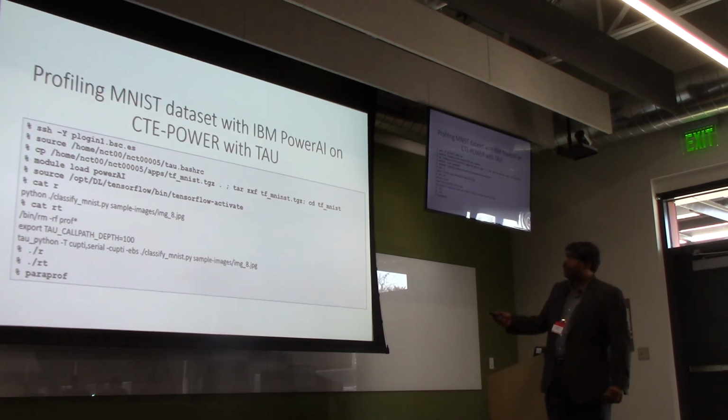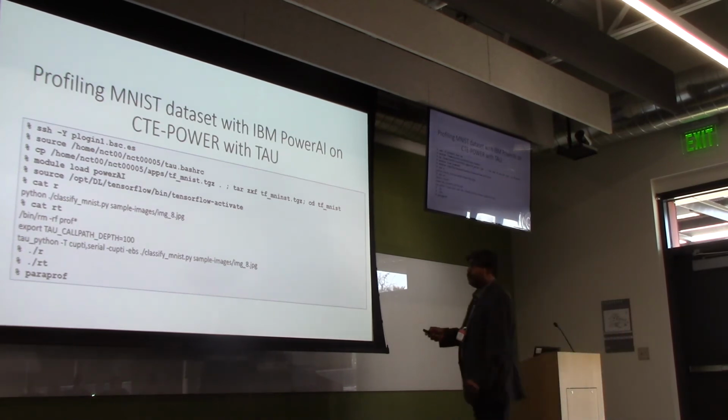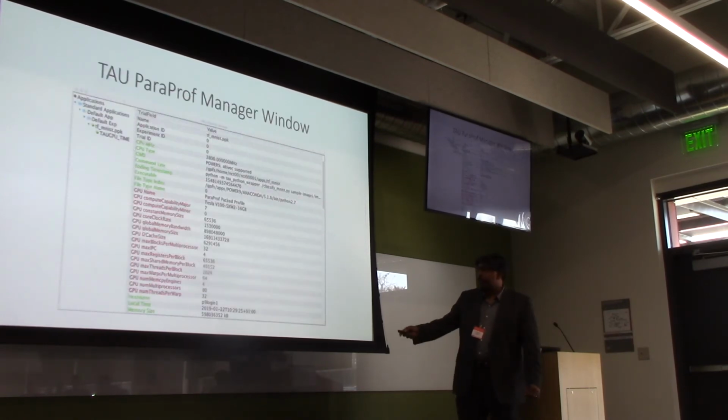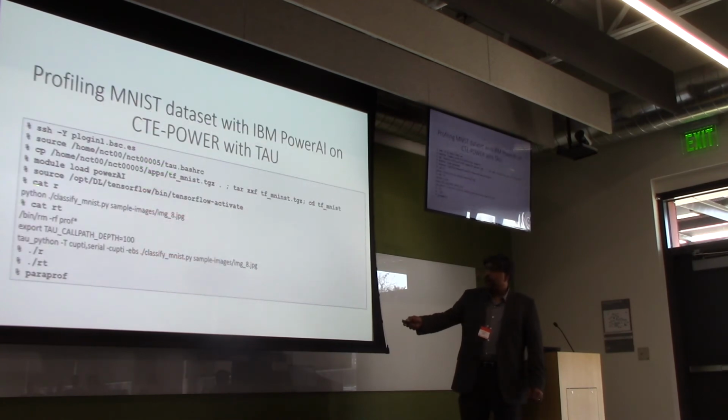Here's an example of using the MNIST data set on an IBM Power AI system. This is located at Barcelona Supercomputing Center, and it's using the Power AI software stack from IBM. So I can just source this TensorFlow activate, and if this is how I execute the program, which is Python classify.py with this data set, then all I need to change is the Python to tau_python, and then specify the -cupti flag, and then use the same Python file with the same data set, and then launch ParaProf.